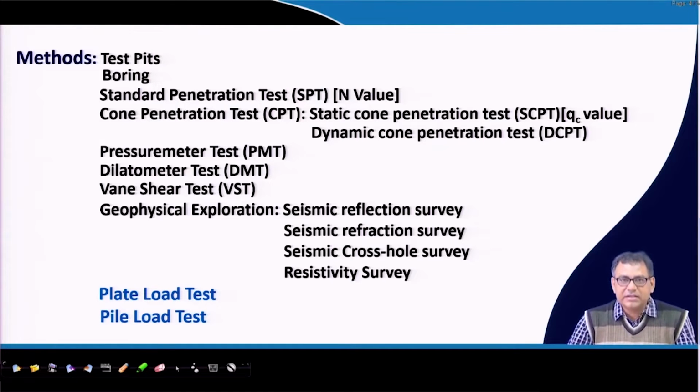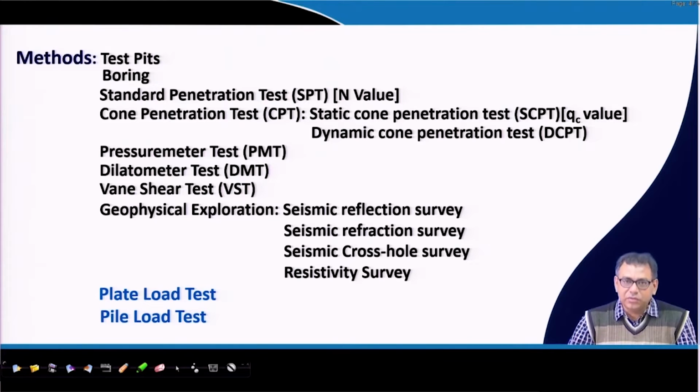So, by these techniques we can get the soil properties, and then we use those soil properties to calculate the load carrying capacity or bearing capacity or settlement of the shallow or deep foundation. But we can do the plate load test also, where we directly get the bearing capacity and the settlement of the shallow foundation, and we can do the pile load test, where we also directly get the pile load carrying capacity and the settlement.